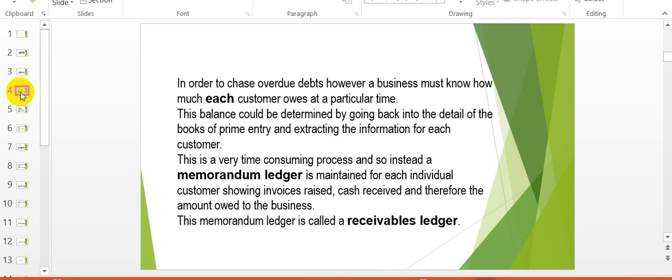So instead, the company will keep a memorandum ledger for each individual customer, which shows the invoices posted to that customer's account, the cash received, and any balances still outstanding to be paid by the customer. This memorandum ledger is called a receivable ledger.